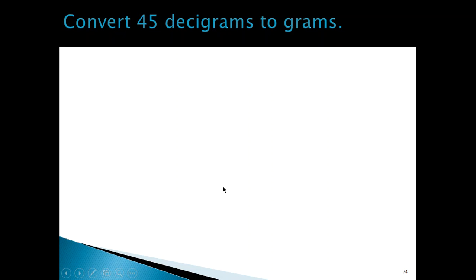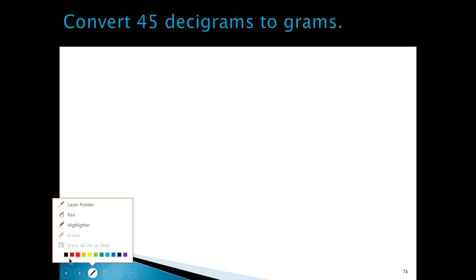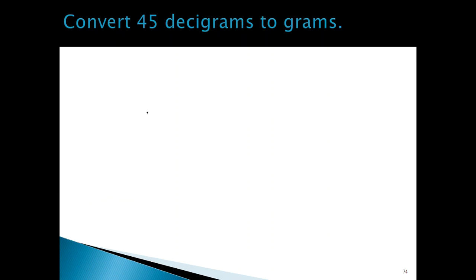So as an example, we're given this problem. We are to convert 45 decigrams to grams. So the way I would start this off, of course, is that I would start off with what we're given, which is the 45 decigrams. And the question is asking for the equivalent value in grams. So let me write 45 decigrams here.